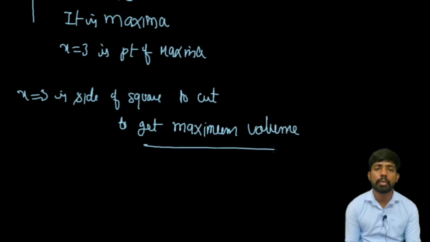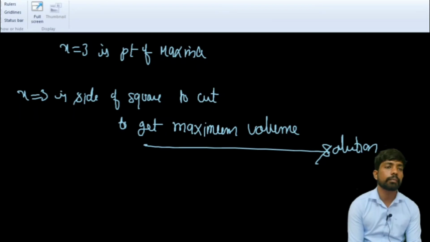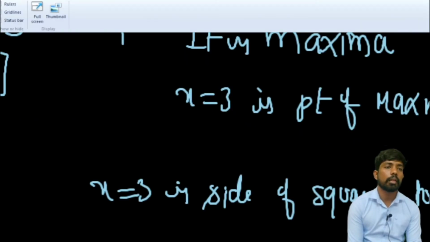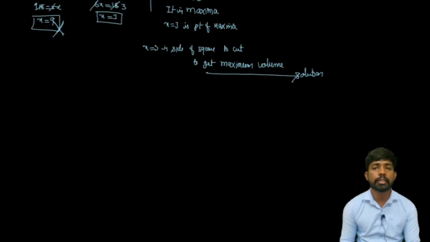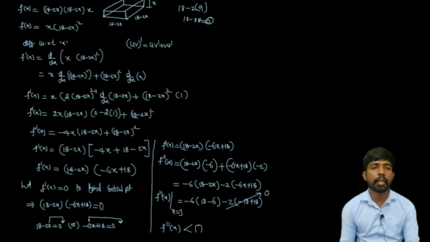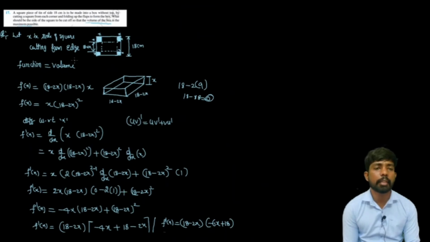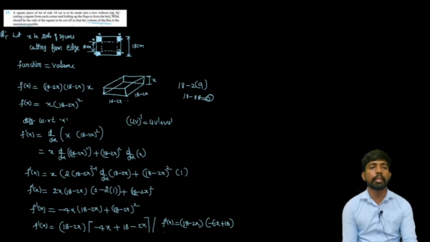That's all. This is the solution. Okay. Let me explain once again. First, frame the function and differentiate it. Framing the function is important. We cut the box and made the square. We got the dimensions, and now length into breadth into height. Here length and breadth are the same, so square. X into (18 minus 2x), (18 minus 2x) whole square. Now differentiate with respect to x.